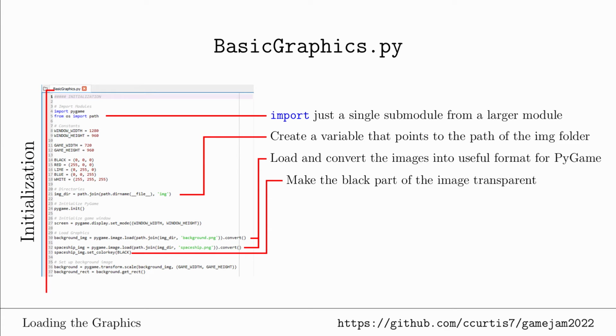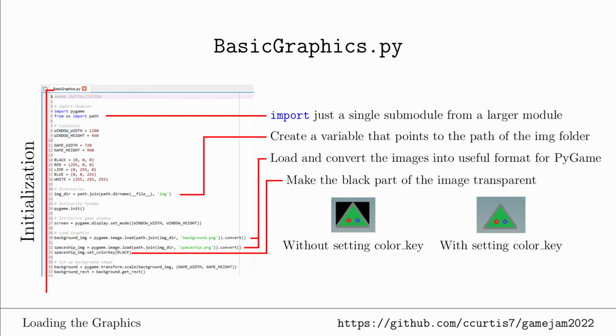After we load the spaceship image, we're going to set the color key. The basic shape for Pygame is a rectangle, but we have a triangular spaceship. If we don't set the color key, Pygame will draw the black parts of the image, which creates something that looks like this. Setting the color key to black tells Pygame that the black parts of the image shouldn't be drawn, which gets rid of these black triangles.